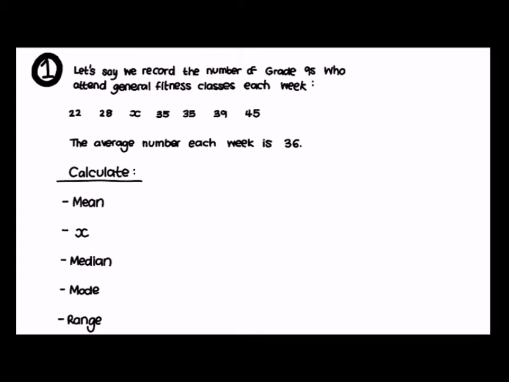The first question we're going to look at is quite similar to the first question in the revision exercise. We're told that the number of grade 9s who attend general fitness classes each week are recorded. So we have these values, the number of learners below: 22, 28, X, 35, 35, 39, and 45. The first thing we can do is count how many weeks they recorded it for: 1, 2, 3, 4, 5, 6, 7. So that's something we can keep in mind, it was 7 weeks that they recorded it for.